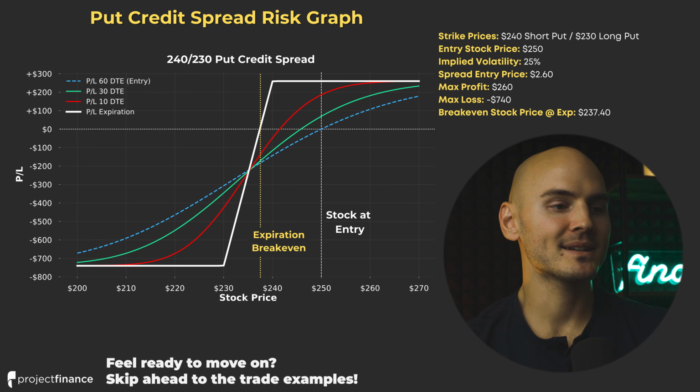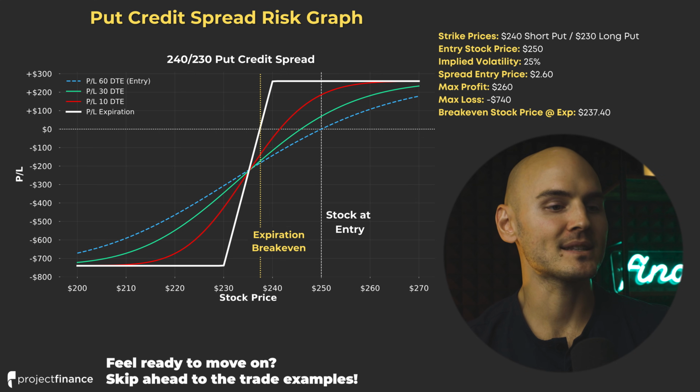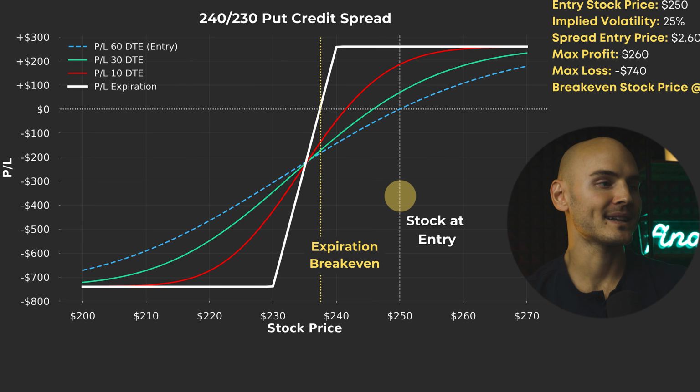The key takeaway here is that the put credit spread, or bull put spread, makes money when the stock price increases or remains above the spread over time. And the position has limited risk in the event of a stock price crash. So this white dashed line is the stock price at entry, which is $250. And this blue dashed line is the expected P&L on the date of entry. We can see that if the stock price starts to go up, we will start making money on this put credit spread strategy. And if the stock price goes down, we will start to lose money.